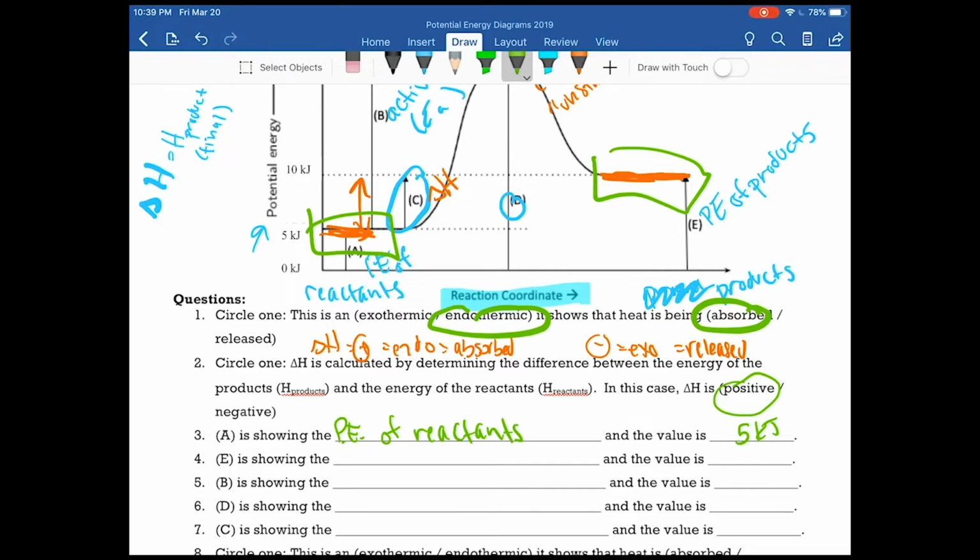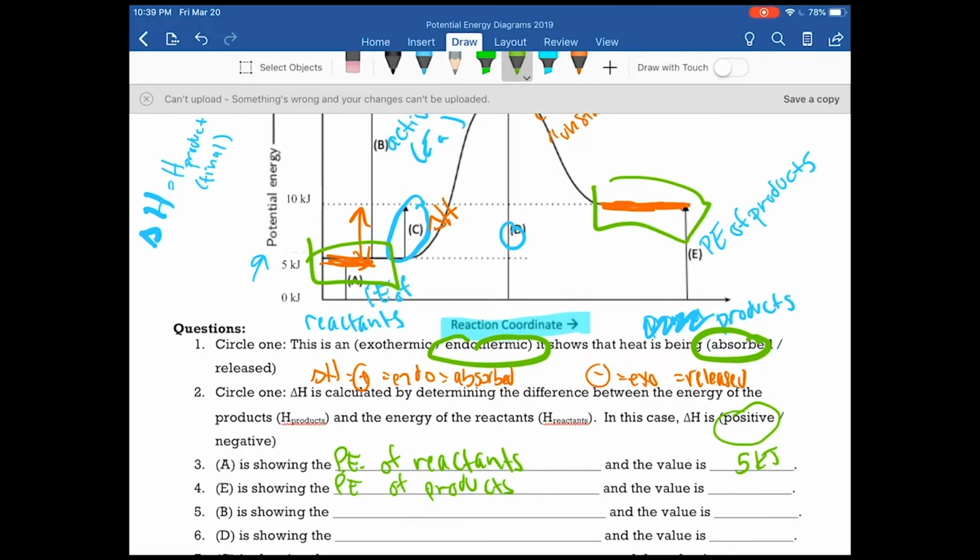Right? Yes. Okay. So number 4 says point E is showing. Again, this is where you're ending. So this is the PE of your products. And if you were to follow the dotted line across to the y-axis, the value of that is 10 kilojoules. 10 kilojoules. Congratulations, you can read a graph. Yay! Goals!